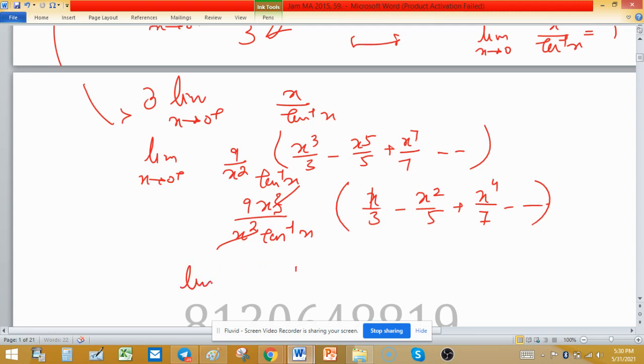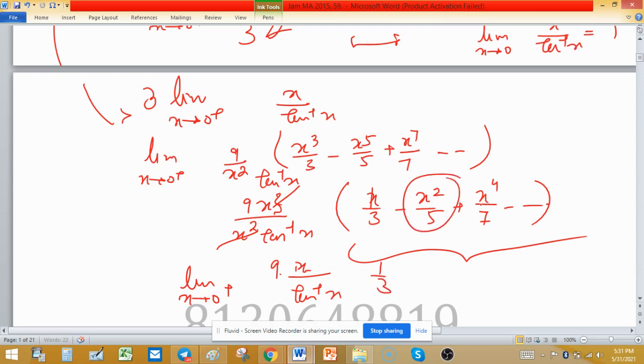So limit x tends to 0 positive. Now you can see clearly 9 into x upon tan inverse x, and after putting the limit in this expression we have 1 upon 3 from this one, because the other terms containing x will go to 0. So 9 upon 3 limit x tends to 0, x upon tan inverse x. You can apply 0 by 0 form, or directly we know this is equal to 1. So the limit is 3 into 1, 3.